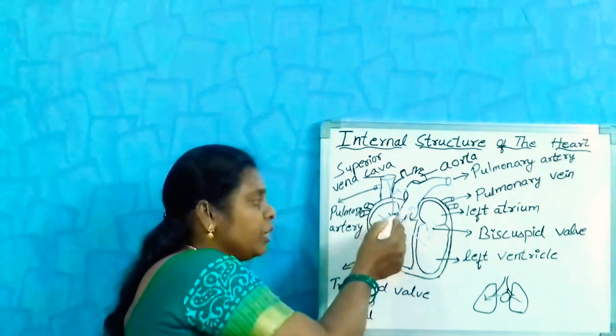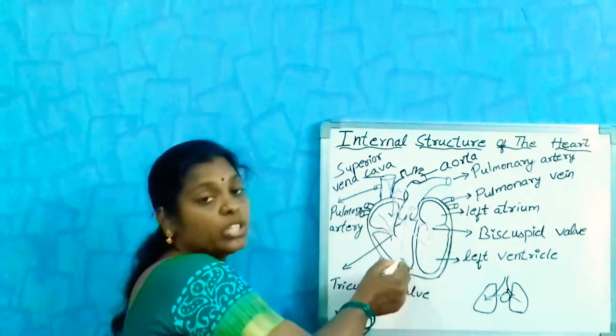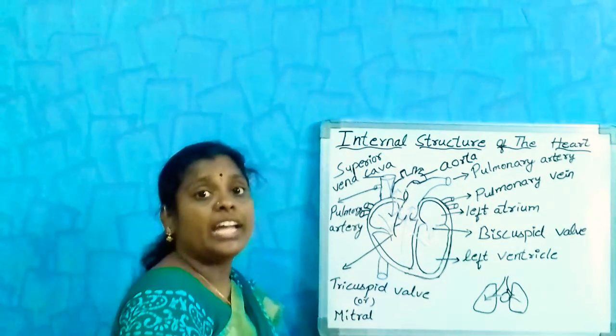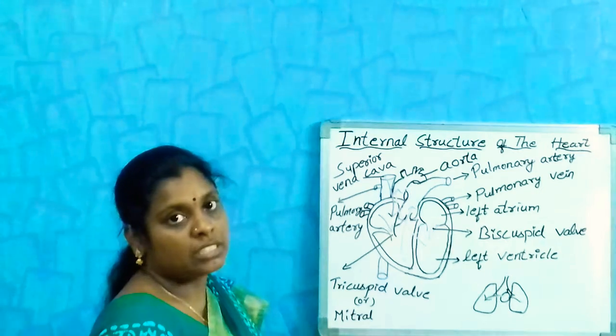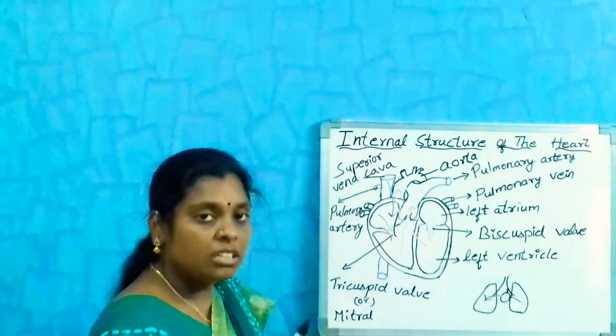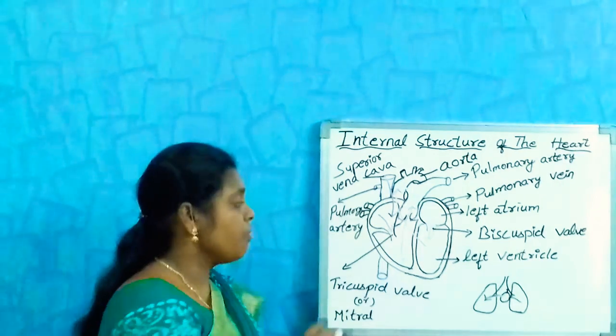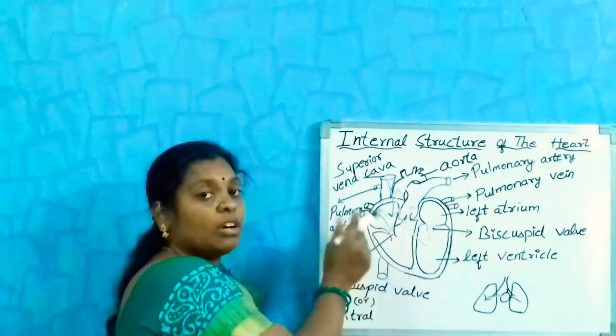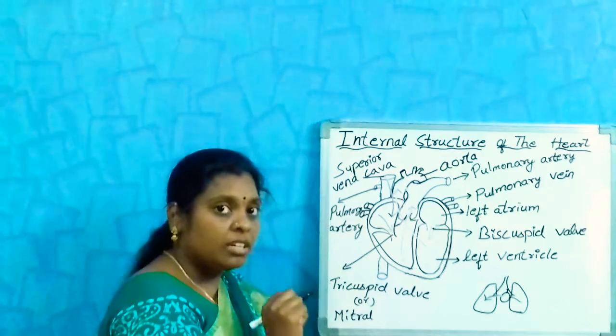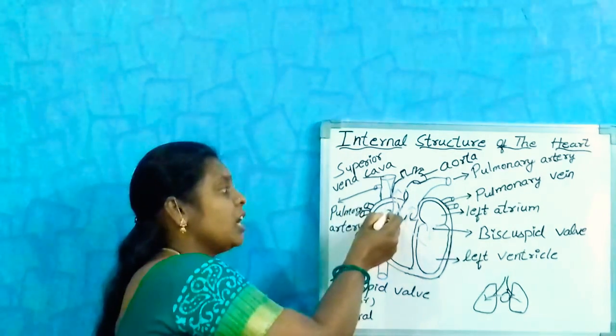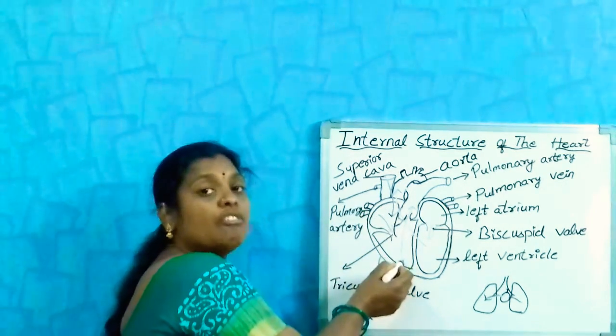From the right atrium, the blood enters into the right ventricle because of the pumping, the lub-dub sound, which you will learn in the next class. Because of the pumping of the blood, due to the pressure, the blood from the atrium enters into the ventricles.